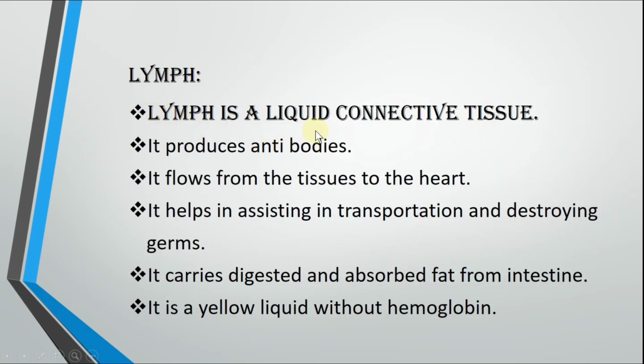Lymph. Lymph is a liquid connective tissue. This is very important in the chapter on tissues. It produces antibodies. It flows from tissue to heart. It helps in assisting the transportation and destroying germs. It carries digested and absorbed fat from intestine. It is a yellow liquid without hemoglobin.